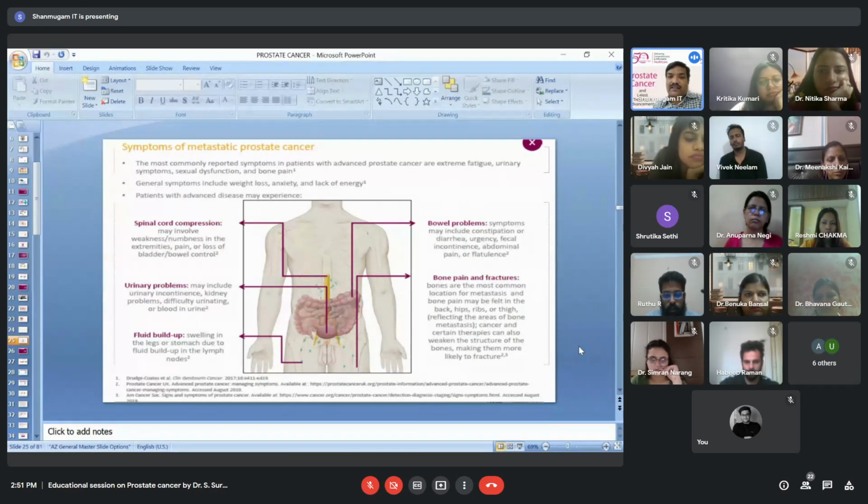And bone is the most common site of involvement of prostatic cancer. It can present with a painful hip, ribs, or thigh, and any pathological fracture in an elderly patient, we need to rule out prostatic cancer.